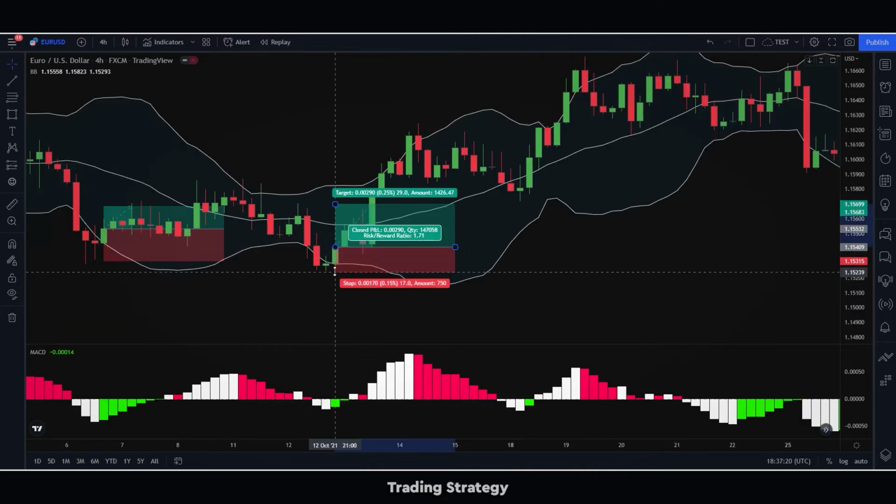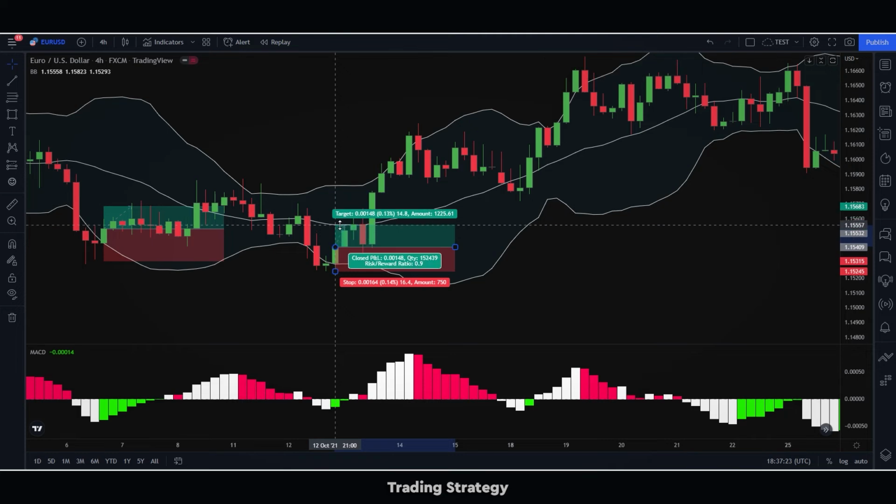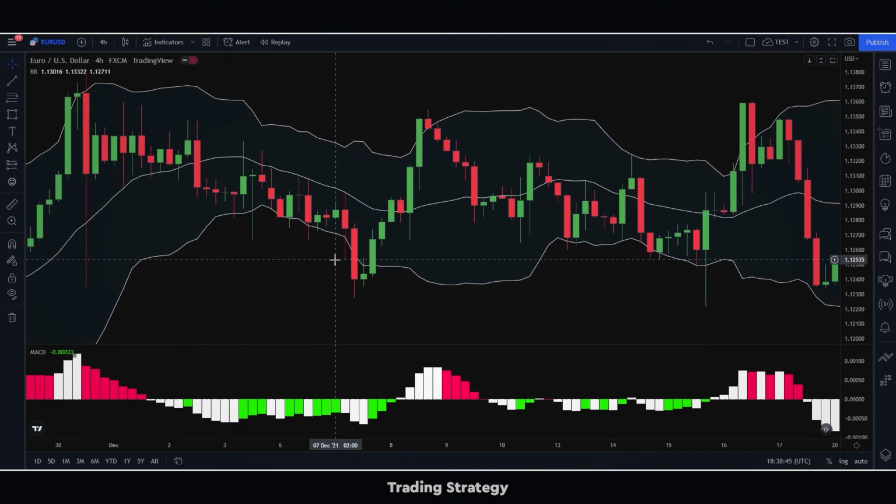In case the price is very close to the central band, we will not carry out any operation, since we would have practically no profit. Let's look at some examples to better understand the strategy.